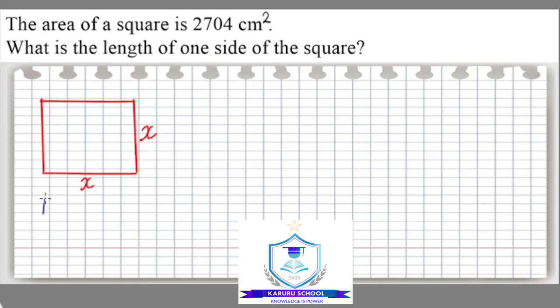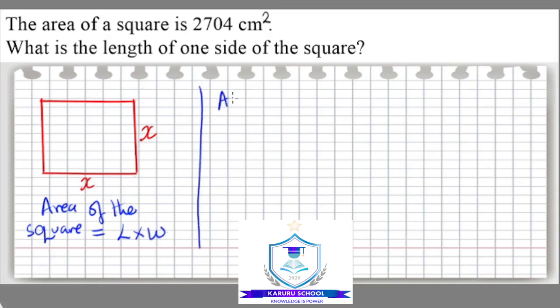So we know that the area of the square is given by length times width. So we have our area equals 2704 centimeters squared, equal to our length, which is x, multiplied by x. So this gives us the expression for finding the area: 2704 centimeters squared equals x squared.